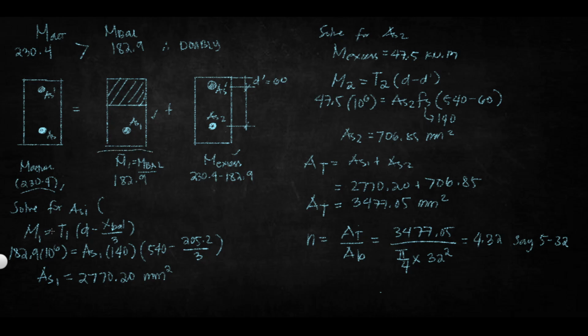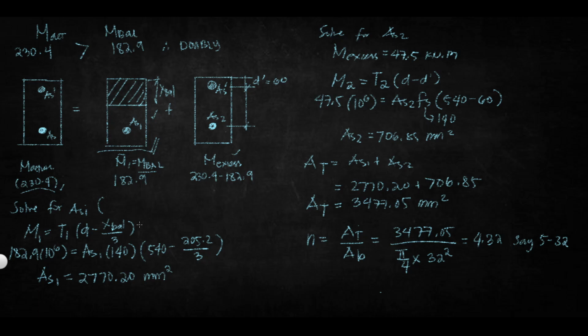Okay, so we have M1 is equal to T1, the tension force, times the distance between the compressive force due to the concrete and the tensile force due to our steel. So we have D minus X balance. Bakit X balance po ginagamit natin? Kasi take note, ito pong figure na to is under M balance pa rin. So, ibig sabihin yung X na lalabas po dito is nasa X balance. Okay?